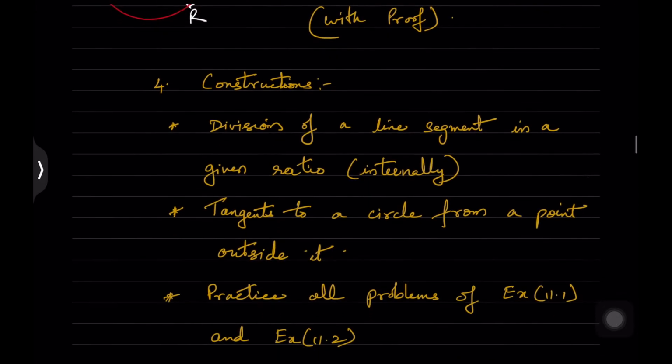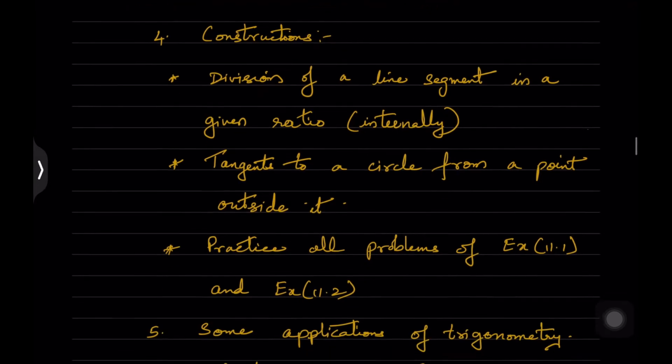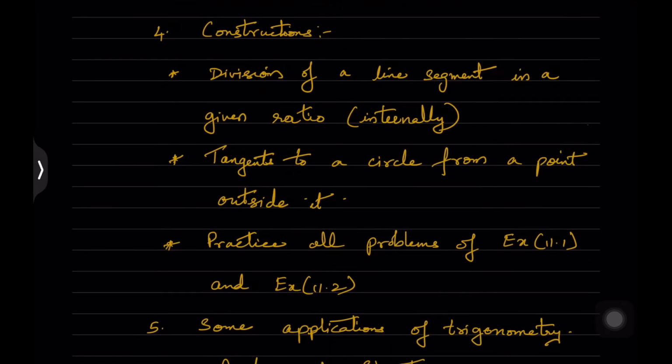Next, the next chapter we have is constructions. Division of a line segment in a given ratio internally, and tangents to a circle from a point outside it. Practice all problems of exercise 11.1 and 11.2.